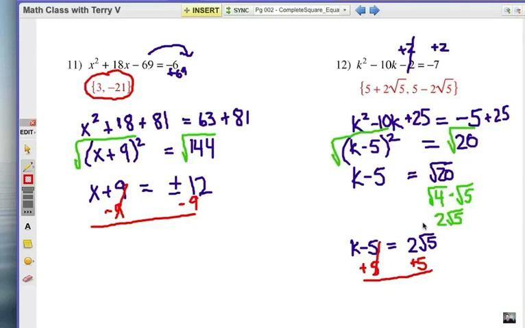Alright, now notice that I have a positive and a negative 2 radical 5. I can't forget that. So that's why I've got 5 plus 2 radical 5 and 5 minus 2 radical 5 to take care of the 2 possibilities with the square root. Alright, some of these complete the square equation problems result in a square root symbol.